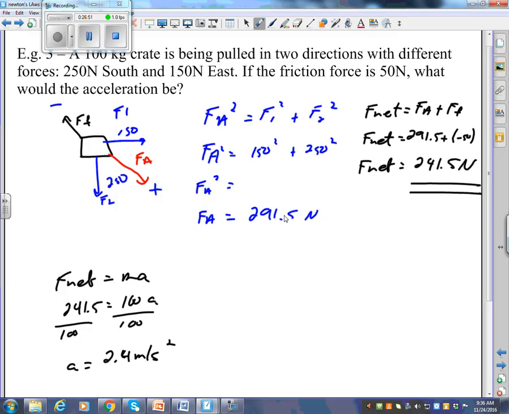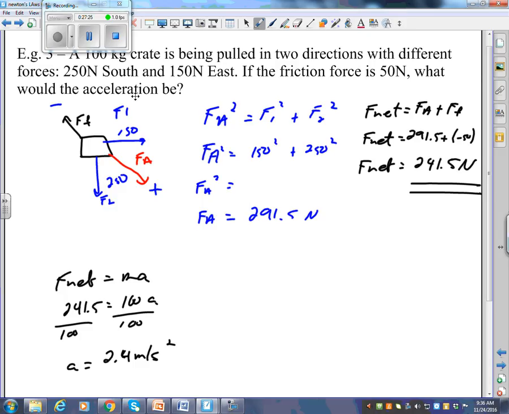Am I done? The answer is no, because usually when teachers say are you done, you're not. You have forgotten that acceleration has both magnitude and direction. It is a vector, which means you need an angle. I need a direction. The rule of thumb is it's going to be south and east.